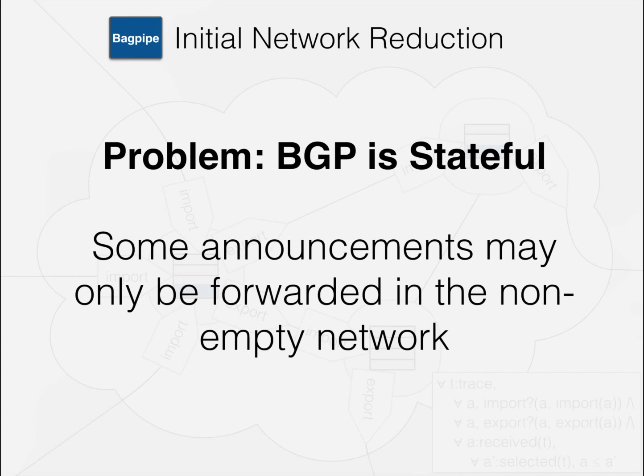Now there's one potential problem with this approach. And the problem is that BGP is stateful. So it might not actually be sound to only consider traces that forward announcements in the empty network. Maybe it's important to consider announcements that have been forwarded before and change the state of the BGP routers, because that might influence how announcements are forwarded later on.